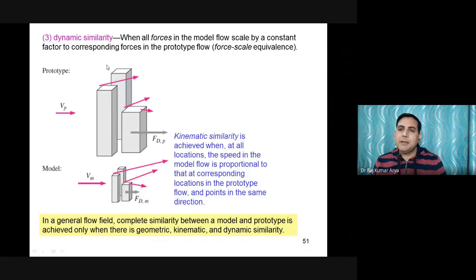Then you have dynamic similarity. Dynamic similarity means that all forces in the model type forces.